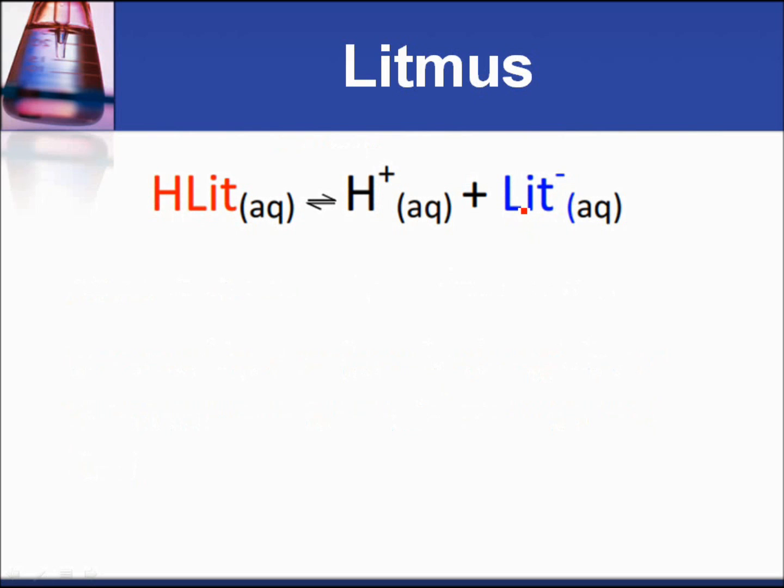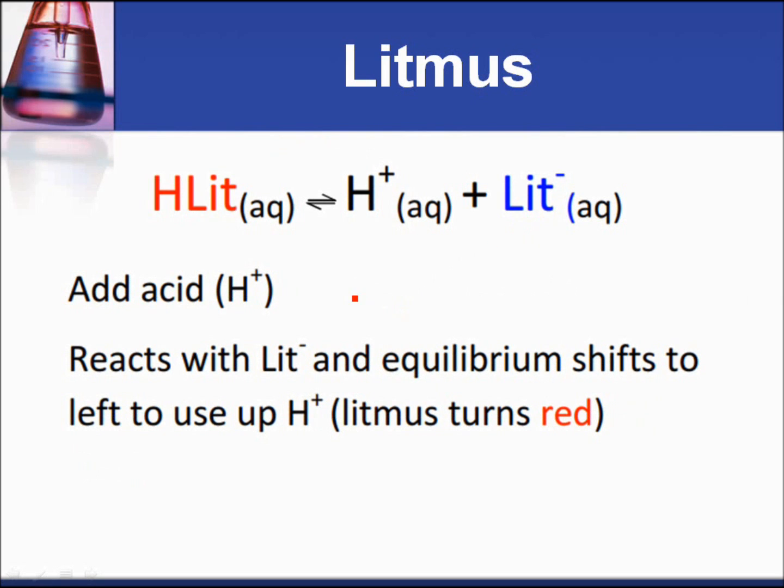Next, what happens when you put litmus in an acidic solution? So if you add an acid, H plus, well, you get this equation. You get the H plus and the conjugate base to give you the HLit. So what color is that? Well, here it is. It's red. So the equilibrium has shifted to the left, because we want to use up this extra H plus. So when it shifts to the left, we get the red color.